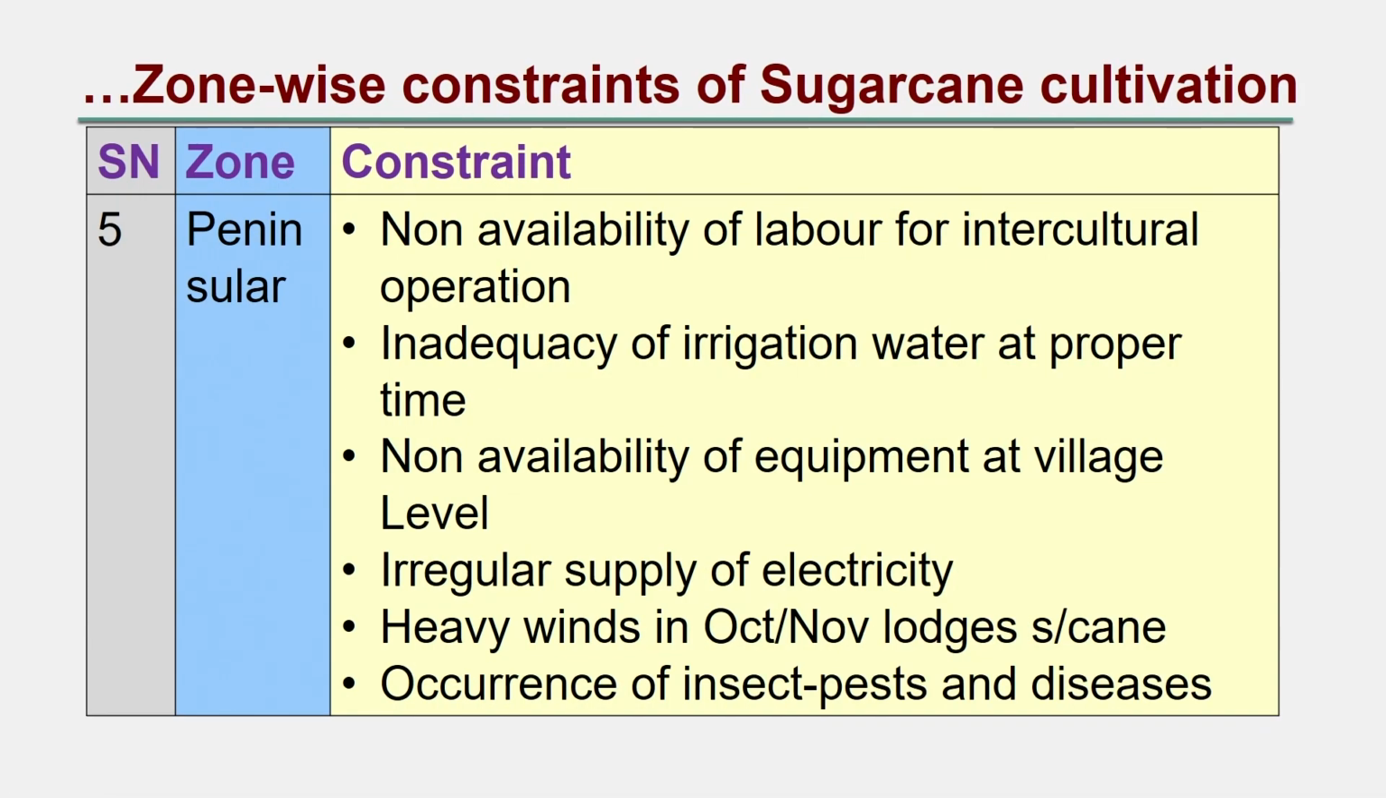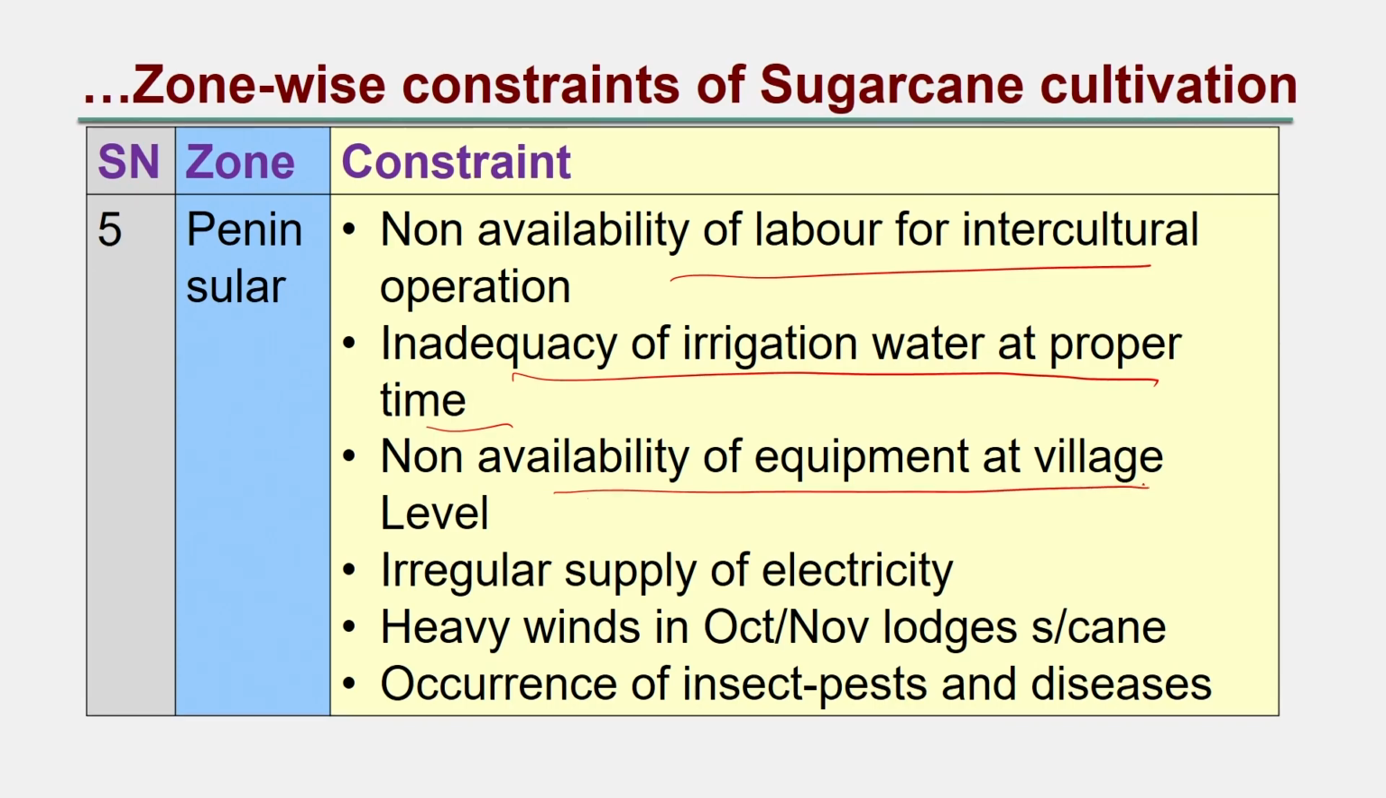And now peninsular India, constraints are non-availability of labor for intercultural operation, inadequacy of irrigation water at proper time, non-availability of equipment at village level, irregular supply of electricity, it is indirectly related to water supply, heavy winds in October, November lodges sugarcane, occurrence of insect pests and diseases.